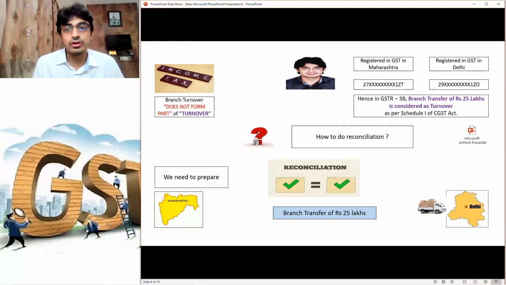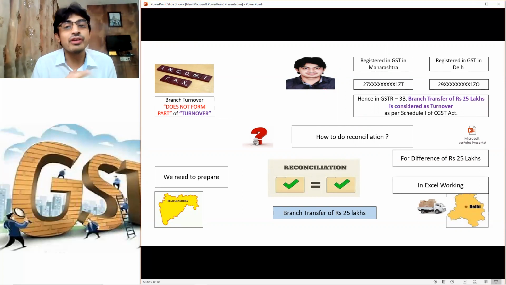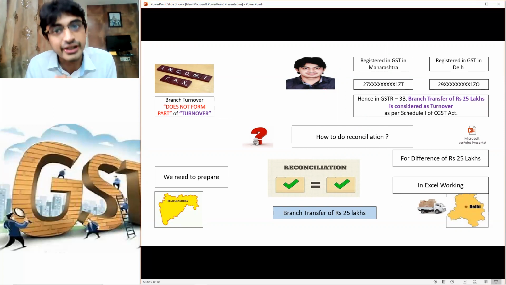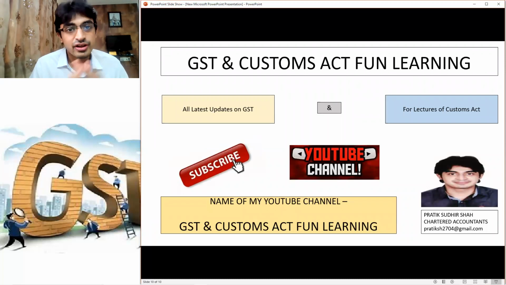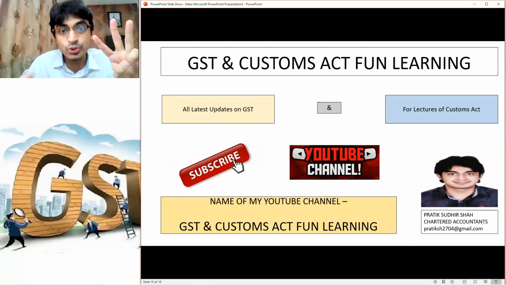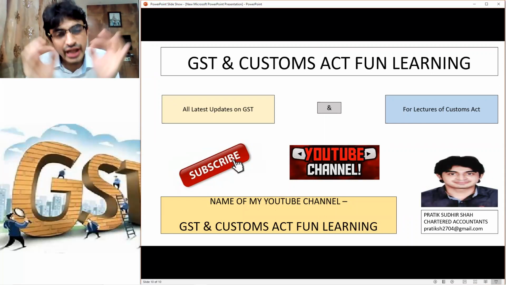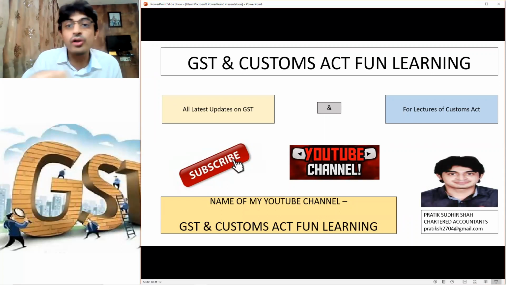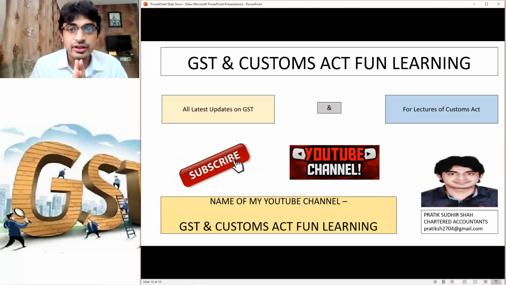For this also, we need to prepare a reconciliation for the difference of 25 lakh. Keep this Excel working ready. So one more reconciliation is added on all of us. Earlier we were doing GSTR 2A, 2B, 9, 9C, and now every registered person also has to prepare this reconciliation. So this was the huge update which I wanted to share.